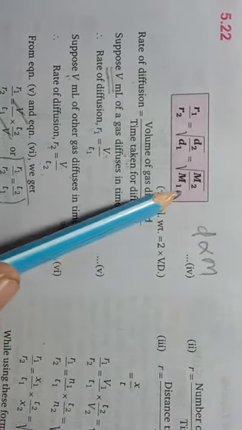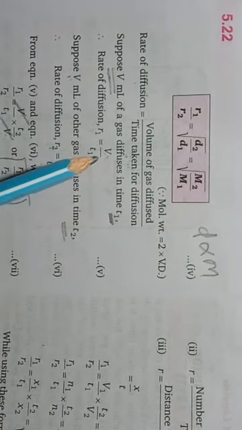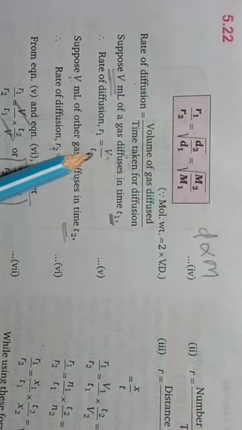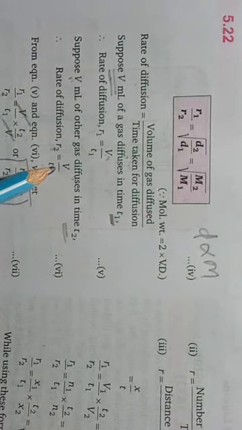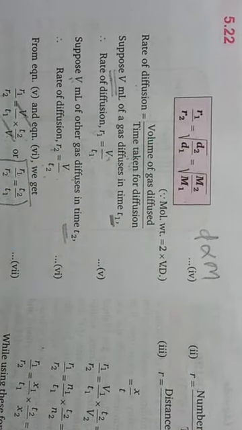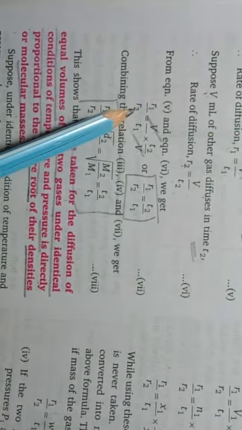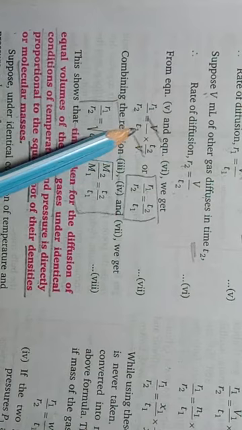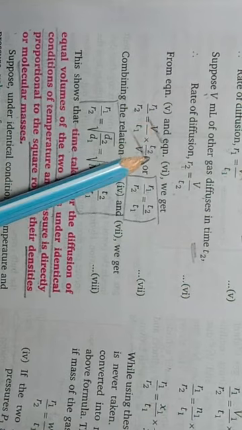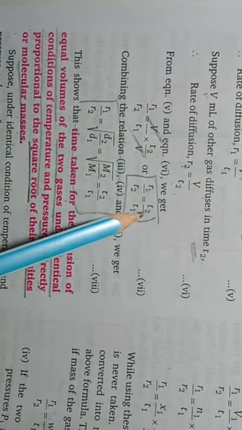Now we can modify this relation in other terms also. If we have two different gases with the same volume V, and these gases diffuse in different times t1 and t2 respectively, having rates of diffusion R1 and R2, then from equations 5 and 6 we will get R1 upon R2 equals V upon t1 into t2 upon V. Because V and V are the same, these will cancel out. So the overall relation becomes R1 upon R2 equals t2 upon t1.